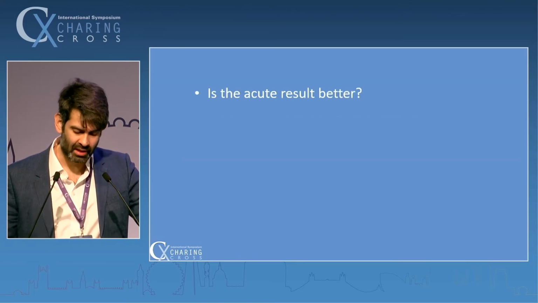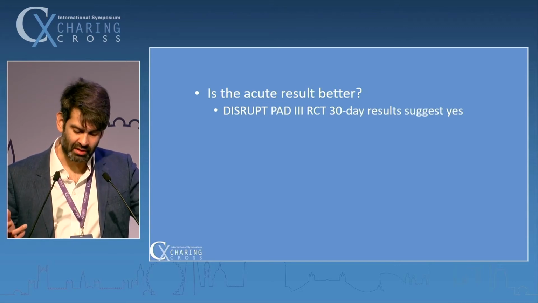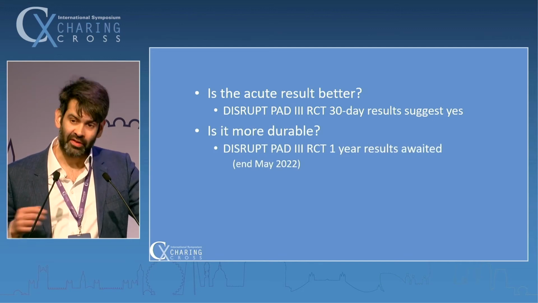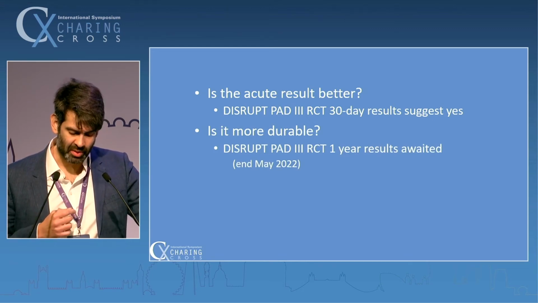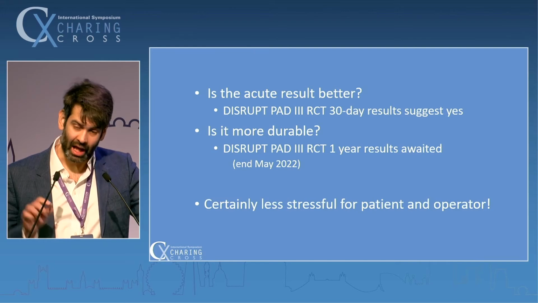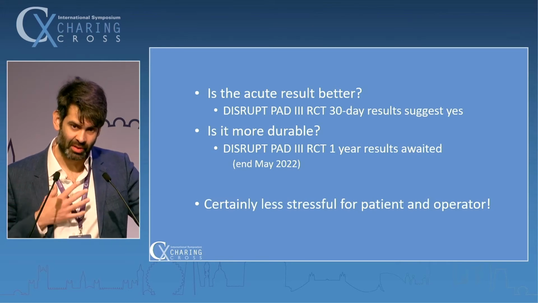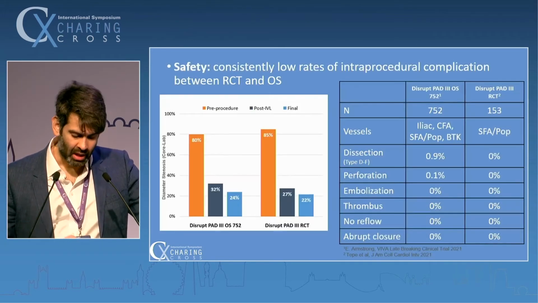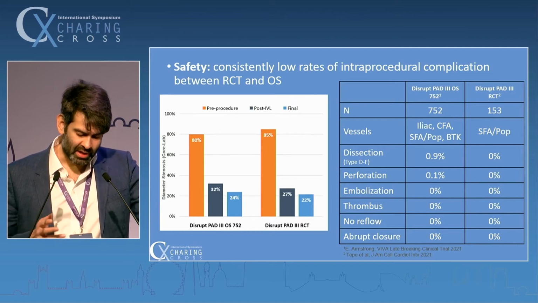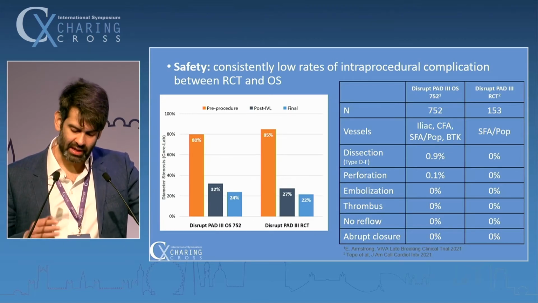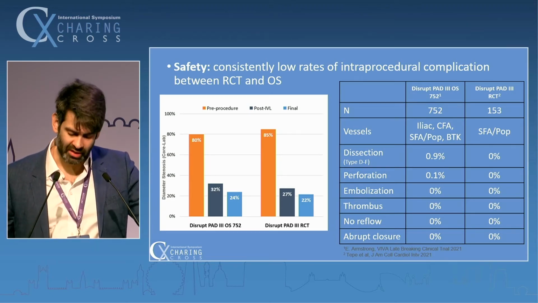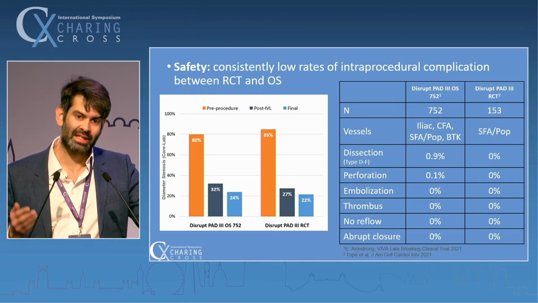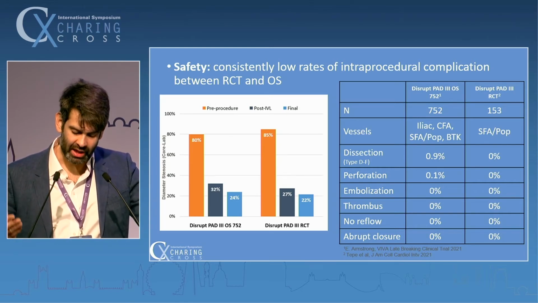Is the acute result better? The Disrupt PAD results from 30 days suggest yes. Is it more durable? Well, we're going to find out next month what the one-year results from the Disrupt PAD 3 trial are. I can tell you one thing: it's definitely less stressful for the patient and for the operator. And what you can see here from this Disrupt PAD 3 data is that the results are very predictable between the RCT and the observational study, where all comers have been treated, and that the safety profile of this device is excellent. It does not trash, it does not dissect.